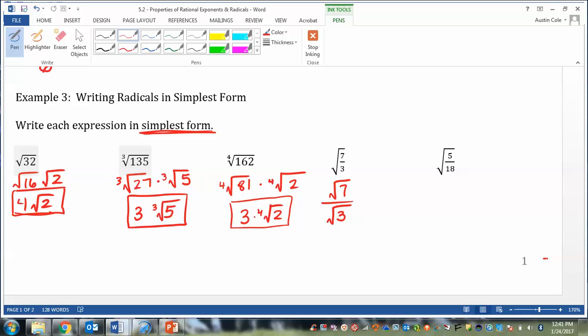What do we get there? 1.732. And that number goes on forever. It's never going to stop. So how can you have that in the denominator? It's kind of hard. Okay, so what we need to do is get that out of the denominator.